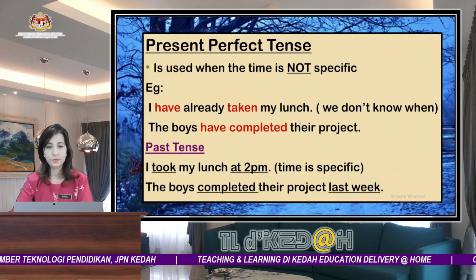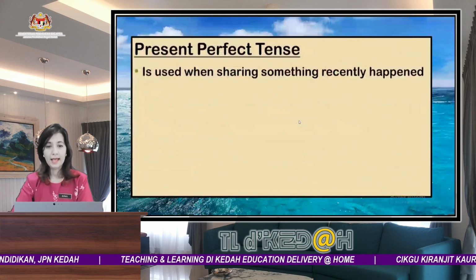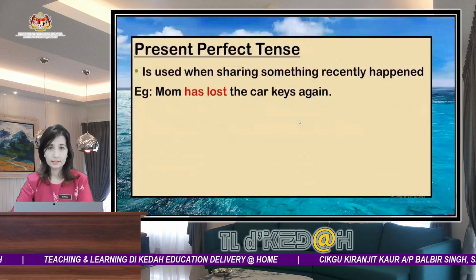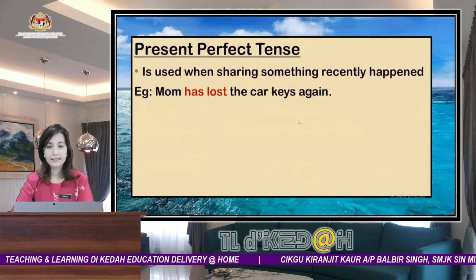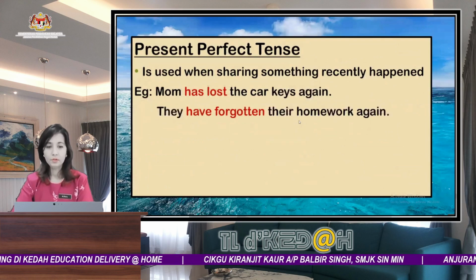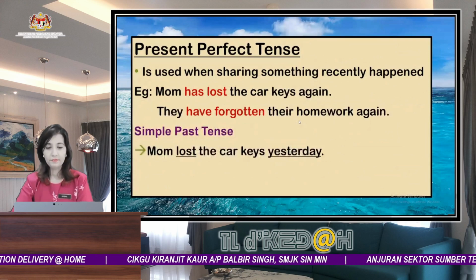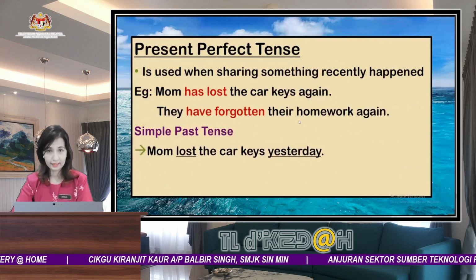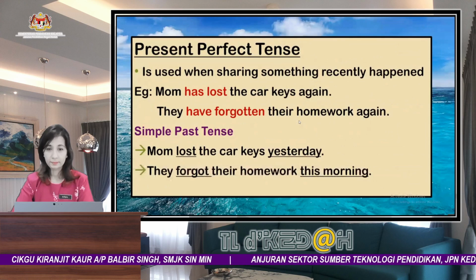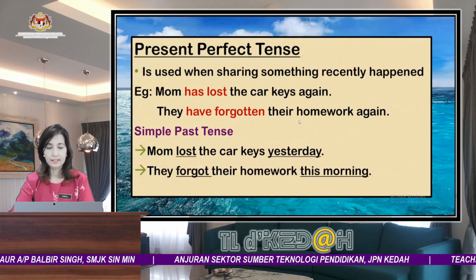Now, it's also used when sharing something that happened recently. For example, Mom has lost the car keys again. So she has just lost it. They have forgotten their homework again. If you look at simple past tense, Mom lost the car keys yesterday. So it's specified when. They forgot their homework this morning. Specified when. So look at the differences between present perfect tense and simple past tense. Right, let's go on.